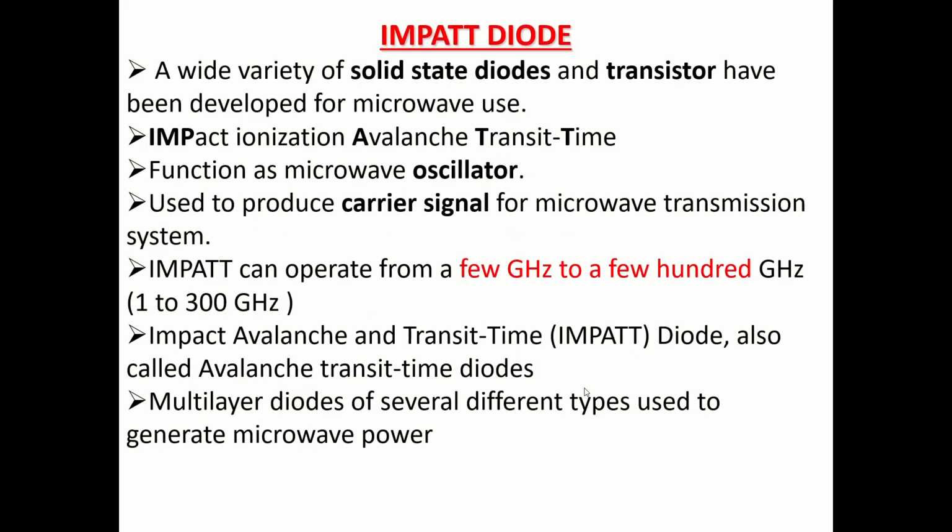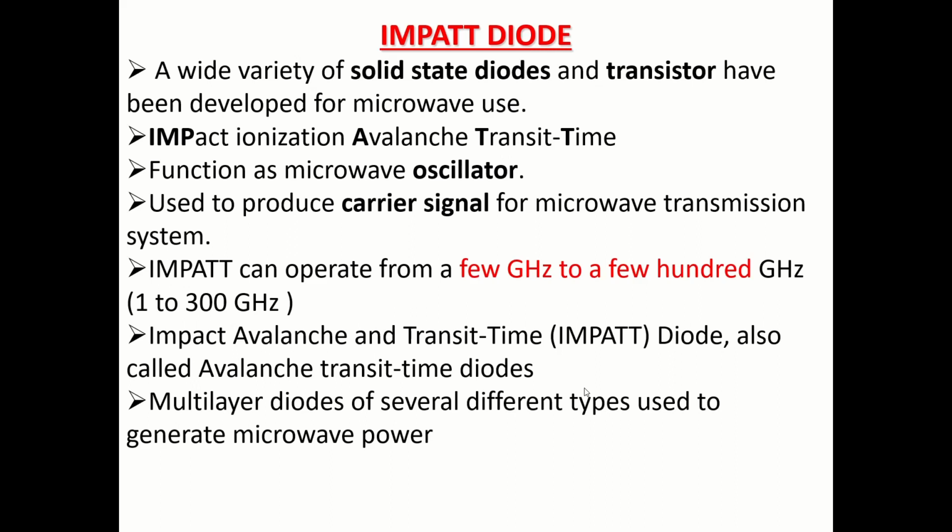So let us see the next TED device, that is the IMPATT diode. A wide variety of solid state diodes and transistors have been developed for microwave use. IMPATT stands for impact ionization avalanche transit time. So what is the function of this IMPATT diode? These types of diodes are used as microwave oscillators. They are used to produce carrier signals for microwave transmission systems. Whenever we are transmitting a microwave signal, at the transmitter side it will work as a carrier signal.